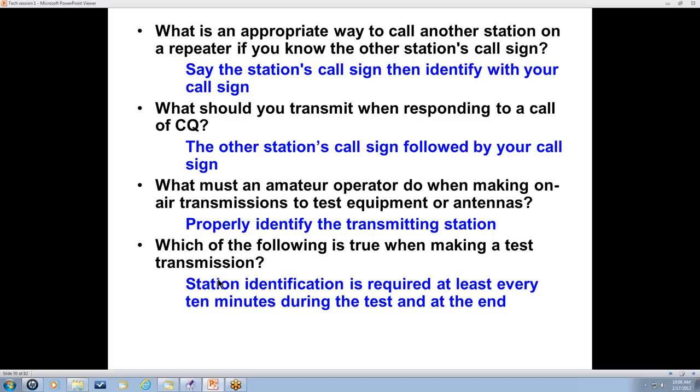Which of the following is true when making a test transmission? Station identification is required at least every 10 minutes during the test and at the end. Okay, just like with any other identification requirement for us. And again, it's something that people sometimes fail to do when they're doing testing, but it's important to do it.